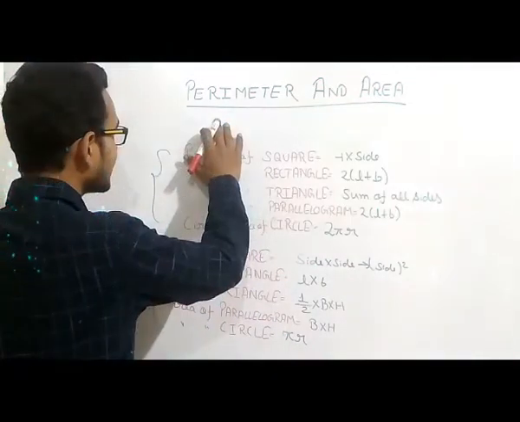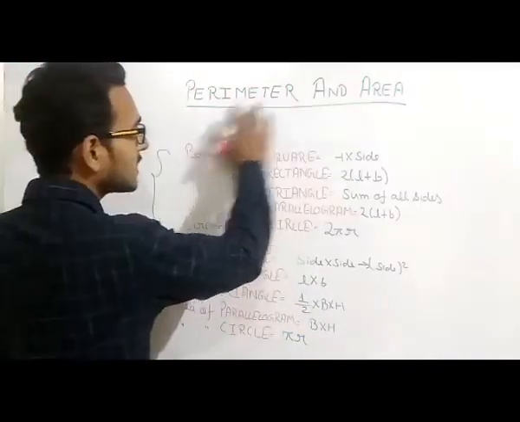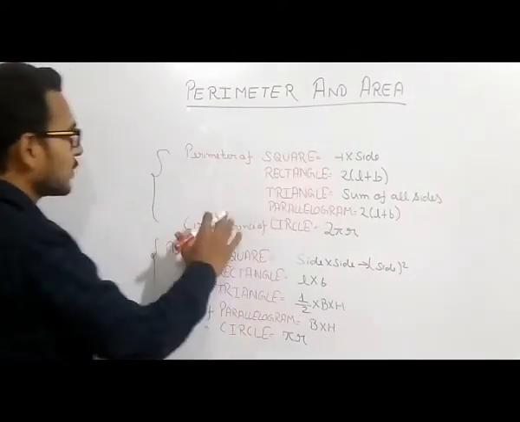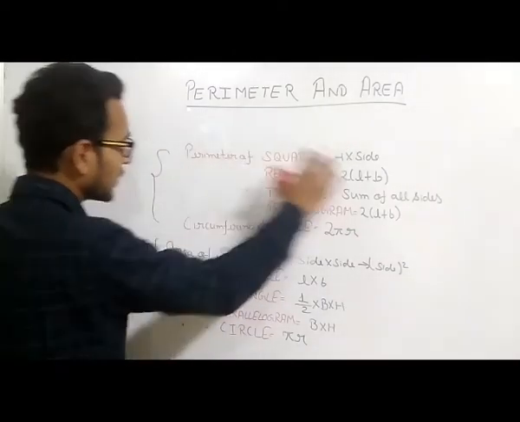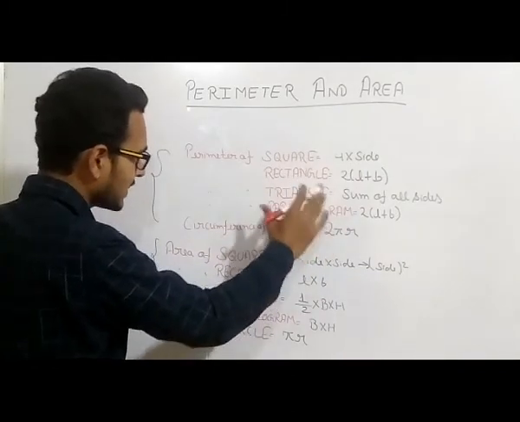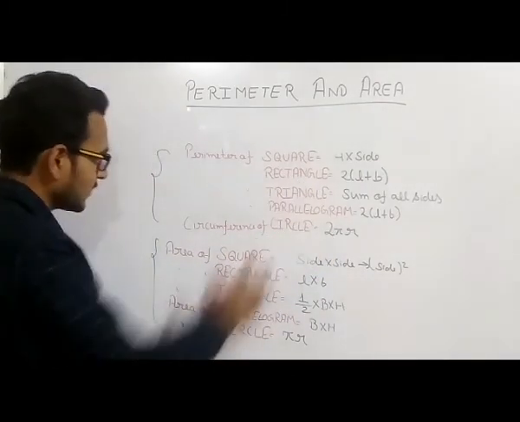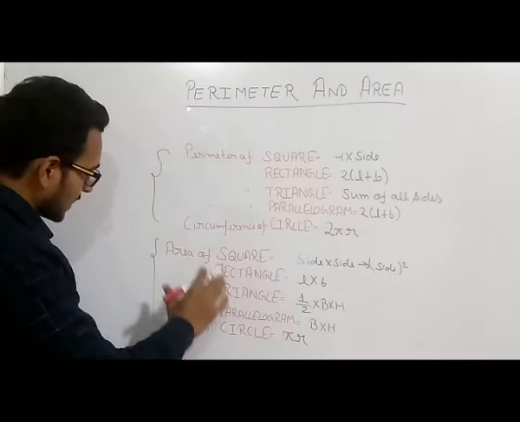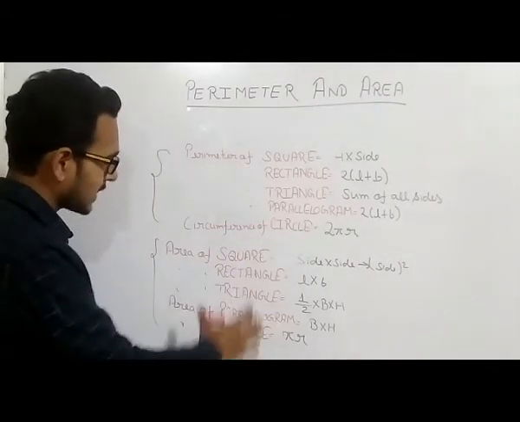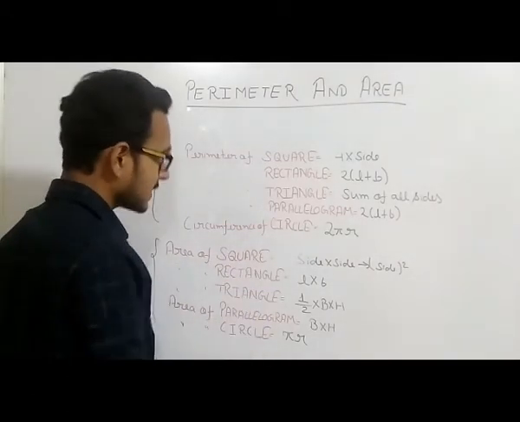Today we discuss the chapter perimeter and area. First of all, what is the perimeter of a square, rectangle, triangle, parallelogram and circumference of a circle? Then the area of a square, rectangle, triangle, parallelogram and circle.